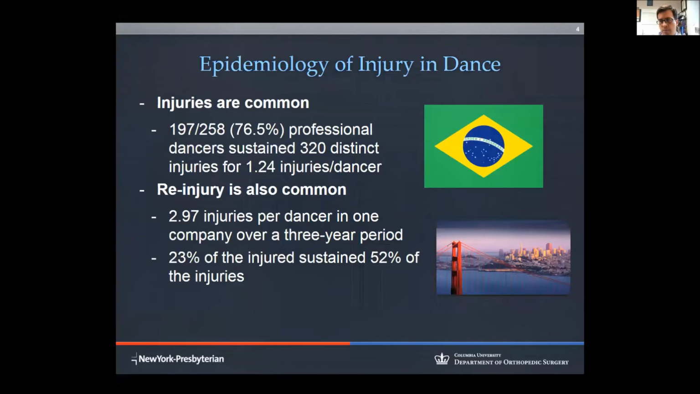The first thing to note is that injury in dance is common. In one professional company out of Brazil, over 75% of the dancers had an injury in a certain period of time, and there was over 1 injury per dancer. If injury is common, re-injury is also common. In a separate company in San Francisco, there were 3 injuries per dancer over a 3-year period. And interestingly, about a quarter of the dancers sustained about half of the injuries, which is to say that some of them may have had anatomic limitations, either lack of motion or ligamentous laxity that may predispose them to injury.